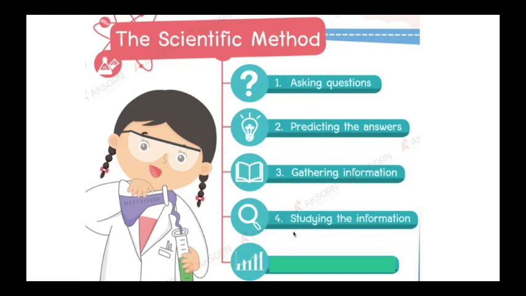And number 5, do you remember step number 5? Drawing conclusions, right? Making an observation, ask a question, forming a hypothesis, and make a prediction, do a test or experimentation, analyze data, and draw a conclusion. This is the scientific method, all right?